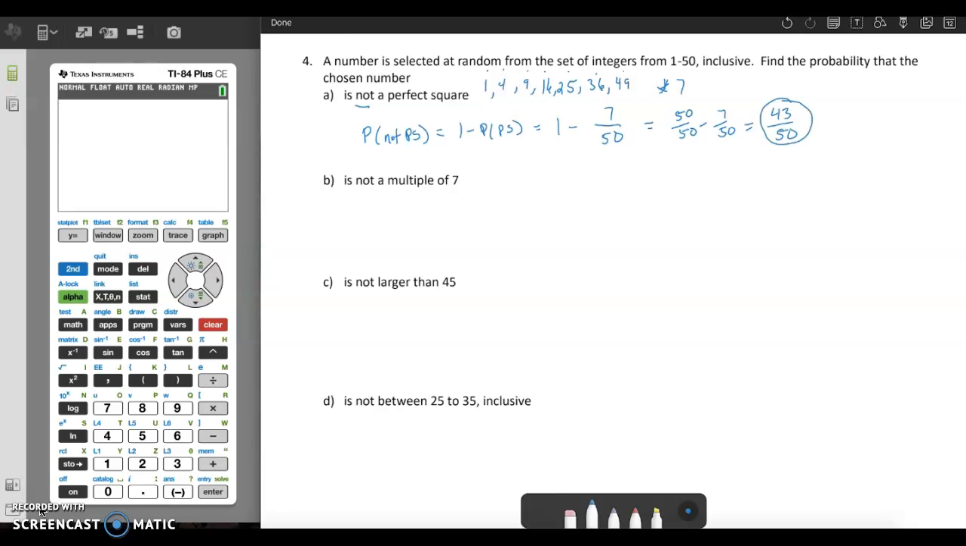So could we have calculated that directly? Yes, of course we could have. We could have counted all of the non-perfect squares, but it was a lot easier to just subtract off the ones that are perfect squares because it was a smaller number to count up.